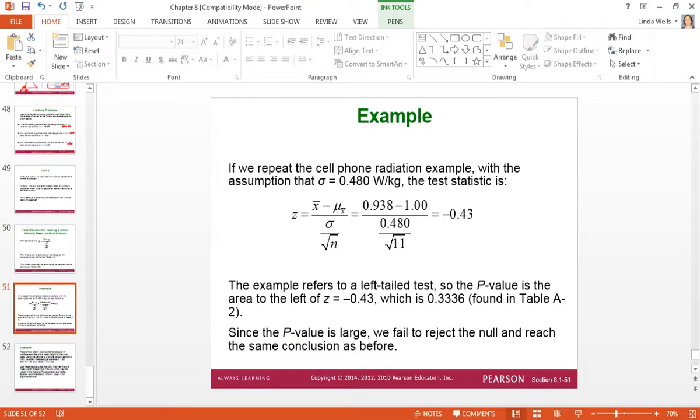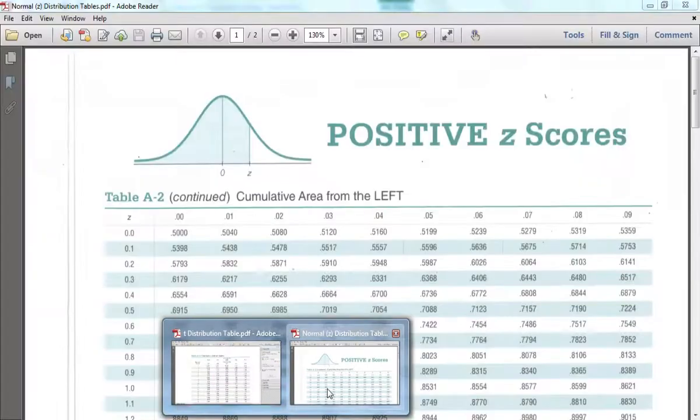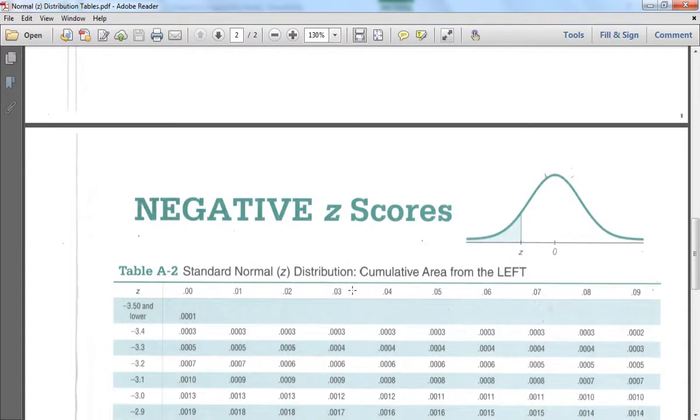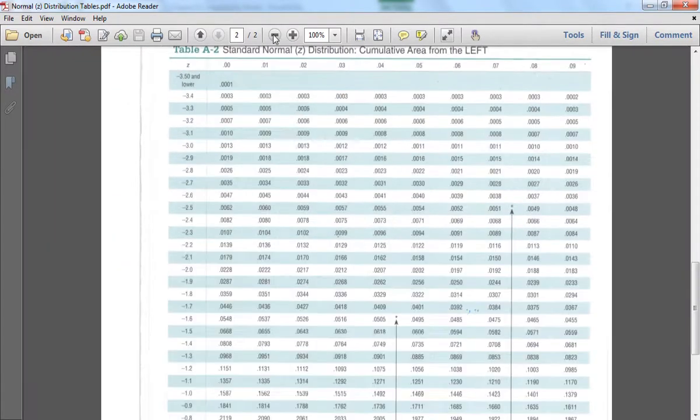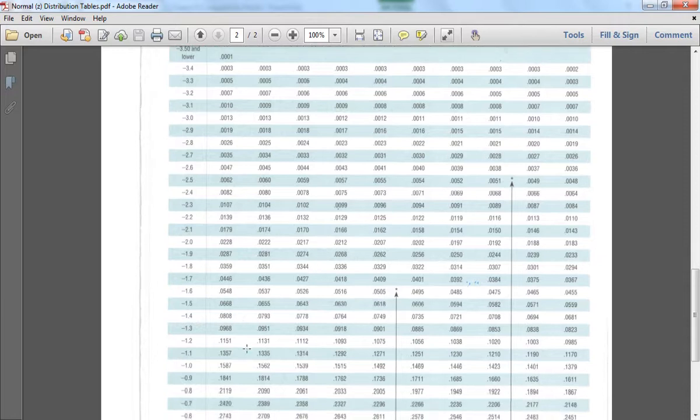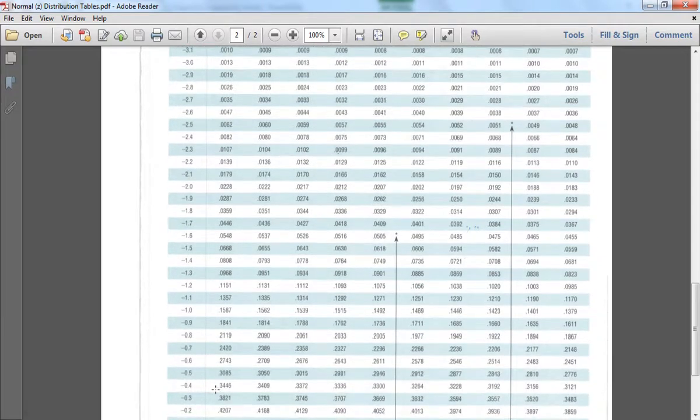Alright, so negative 0.43. It's a negative z-score. Zoom out. Negative 0.40123. So this would be our z-score area right here. So we take our z-score, we get the area. This is the area in the tail. So we go down left.